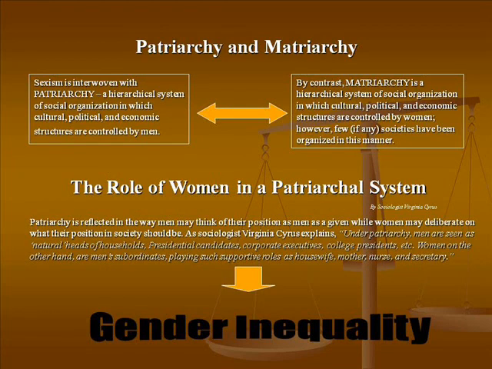But then here we talk about gender inequality and the role of women in a patriarchal system. What has been the role of women over the centuries to the present time? Sexism is interwoven with patriarchy. Well, that's a fact. By contrast, matriarchy is a hierarchical system of social organization in which cultural, political, and economic structures are controlled by women. However, few, if any, societies have been organized in this manner.